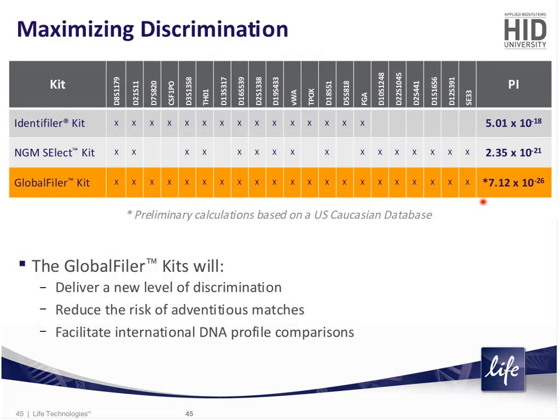This is by far the greatest level of discrimination we've been able to produce for the systems, and all of those loci are on that CODIS recommended or required list, meaning that that level of discrimination is what you will get from the loci you would be potentially required to process. There are no loci wasted within the system. This really is going to enable you to reduce the risk of adventitious matches, make the most of the data within your system, and facilitate those international DNA profile comparisons. So this is a big step up in terms of discrimination, and obviously this is based on a US Caucasian database. When we look at some of the African descent databases, we would anticipate those numbers to be higher still.